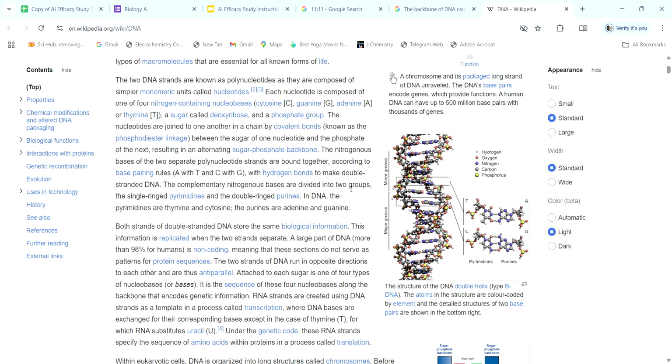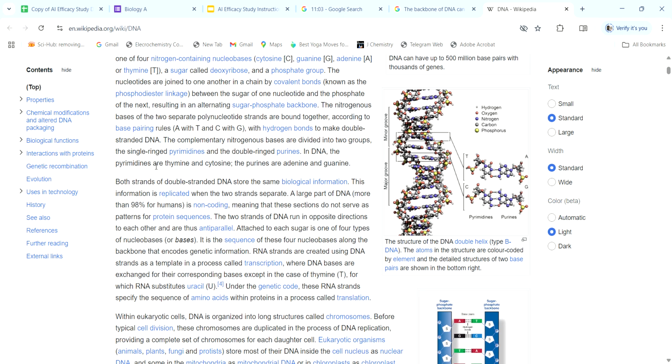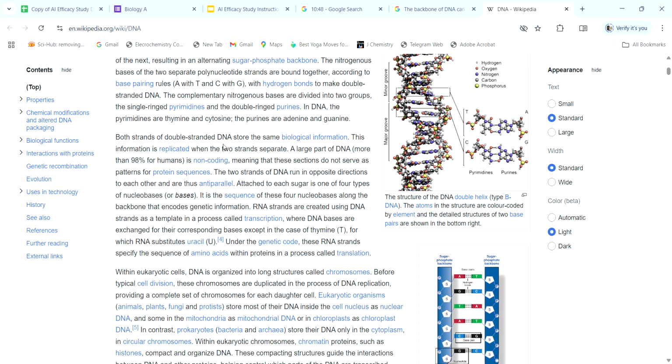The complementary nitrogenous bases are divided into two groups, the single-ringed pyrimidines and the double-ringed purines. In DNA, the pyrimidines are thymine and cytosine, the purines are adenine and guanine. Both strands of double-stranded DNA store the same biological information. This information is replicated when the two strands separate.